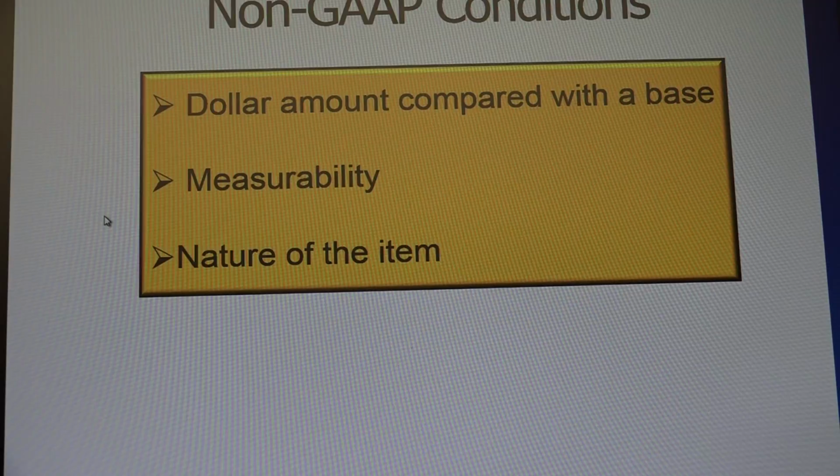Now again, how do you figure materiality? Usually it's the dollar amount compared with a base. And so an unreported sale of $1 million may be material to a company whose overall asset base is 5 million. And let's say revenues are 10 million. So an unreported sale of 1 million is 1/10 of their overall yearly revenues. So that would probably be material.